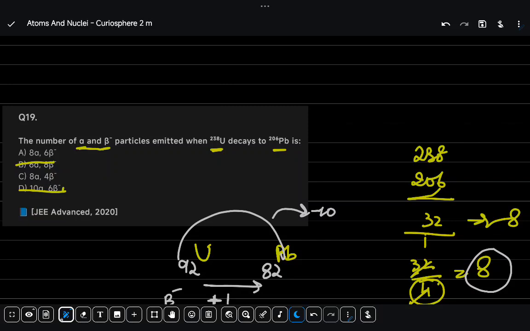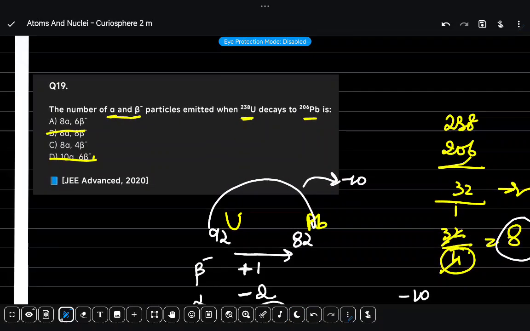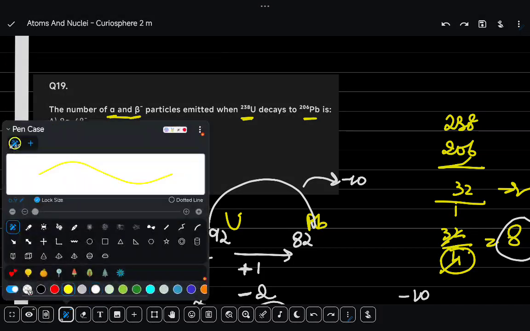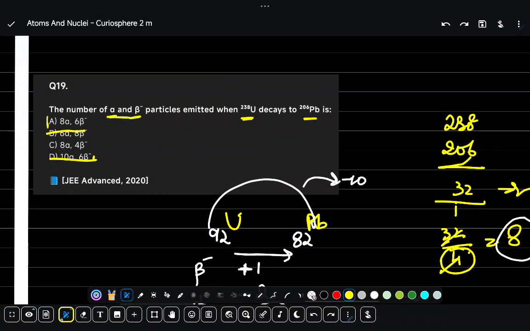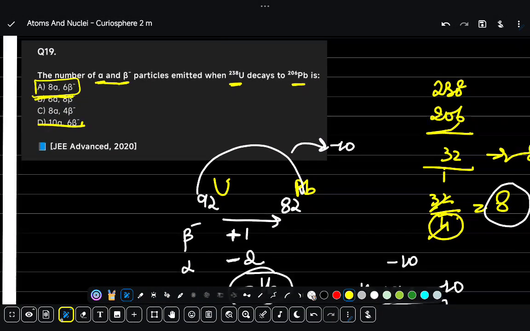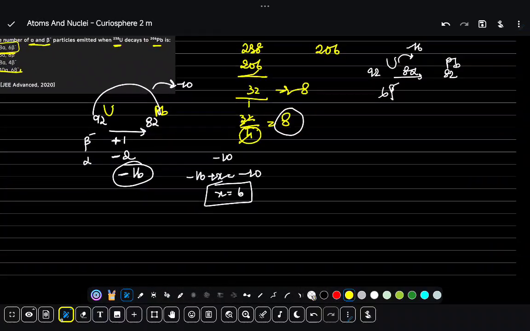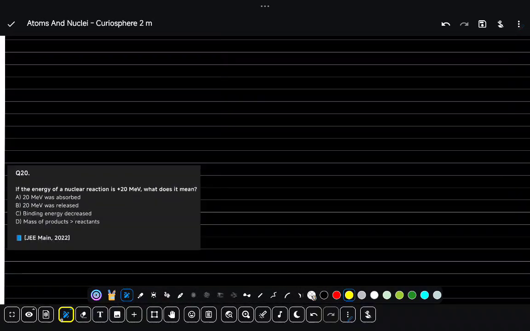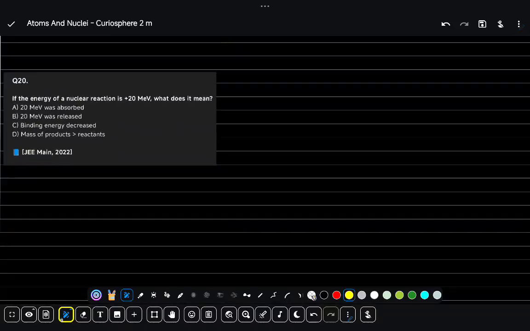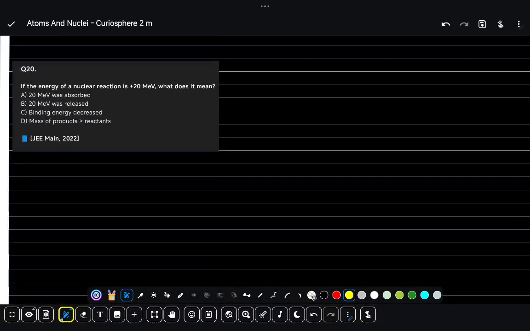So the answer is what? Let me check, one minute. Yeah, it is A. Let me change the color if possible. Yeah, changed. Now this question is over. This is JEE Advanced; sometimes you will get confused. 20th question, a very easy question, JEE Main 2020.